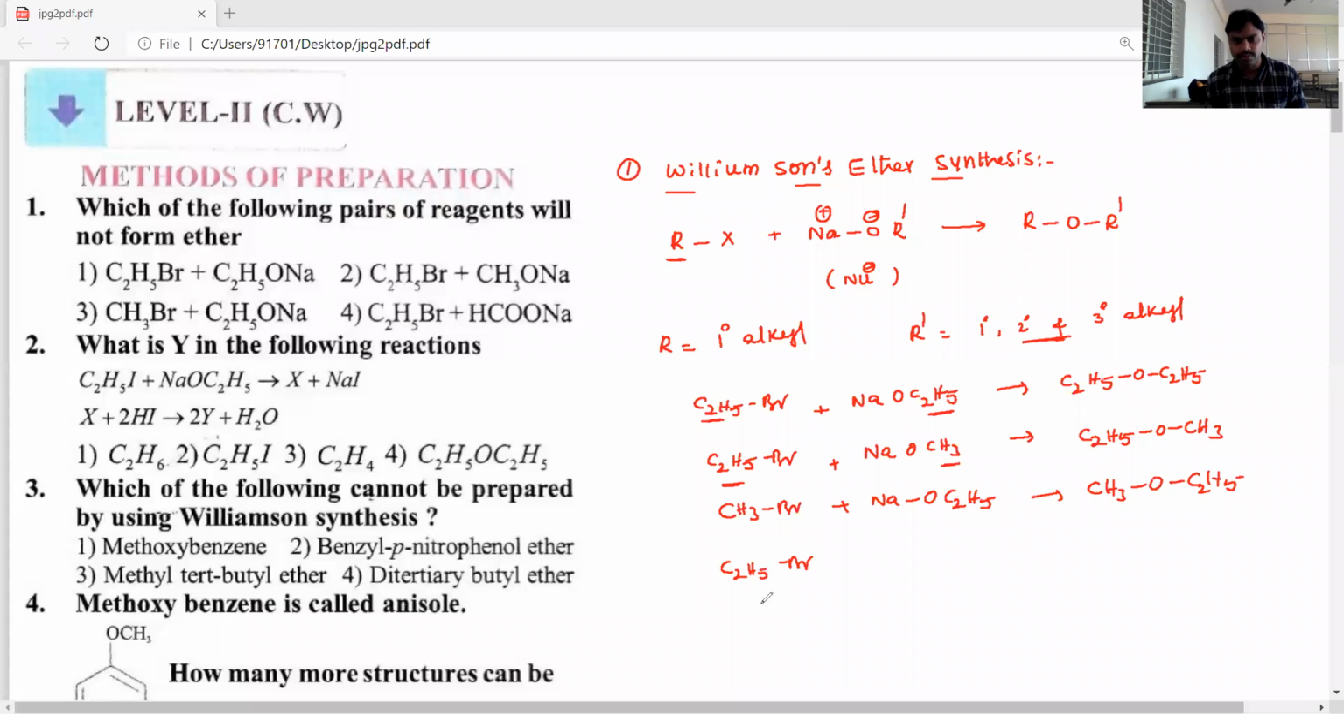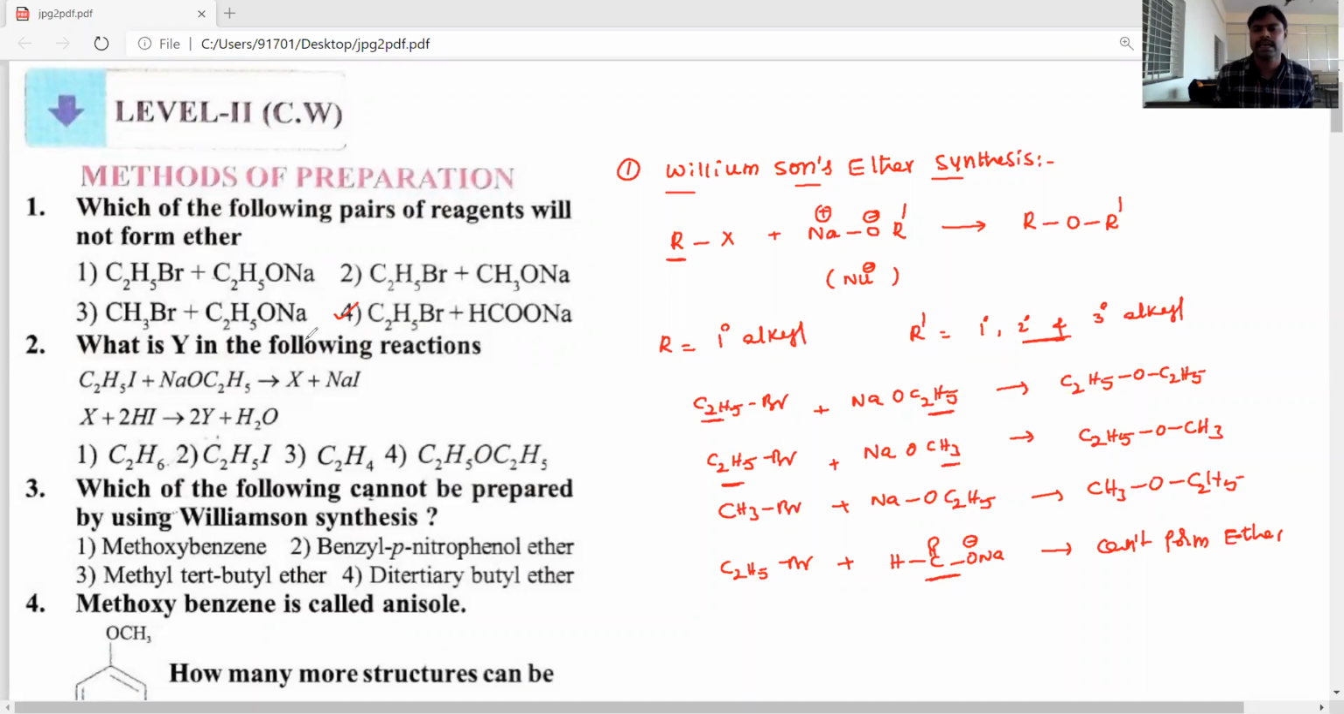But the fourth one is C2H5Br, an alkyl bromide, reacting with sodium formate. Sodium formate is not a sodium alkoxide, so it cannot form ether. So, students, which reagents cannot form ethers? The fourth option, because the remaining 1, 2, 3 each have an alkyl halide and a sodium alkoxide.